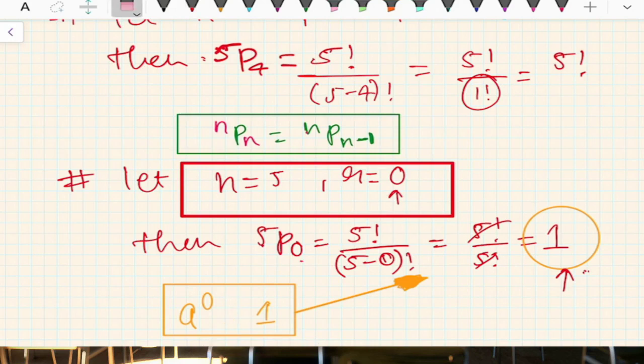Now whoever tells you that a to the power 0 is 1 just because of so and so, you can tell them it's because of this. The possible reason is that mathematicians gave a to the power 0 the value 1 because there is a way in which you do nothing, and that is only one way. It's a bit confusing, but it is what it is.